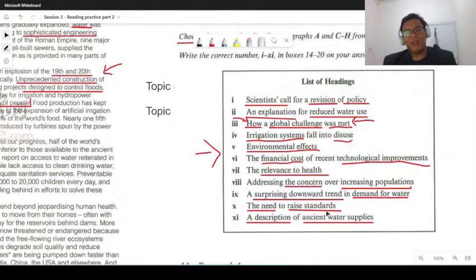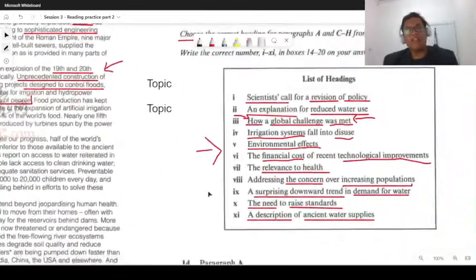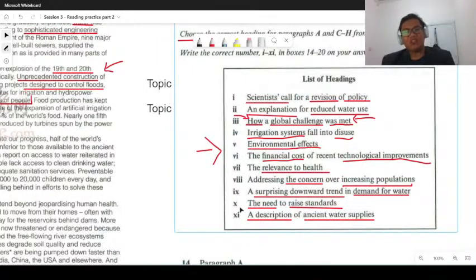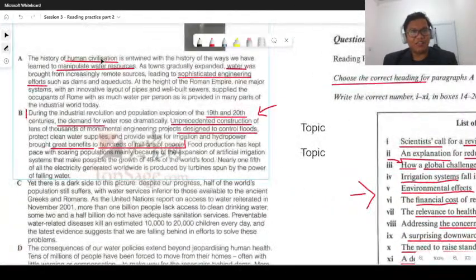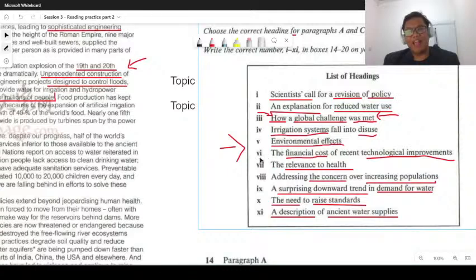The need to raise standard. Okay, standard wise, we're not sure yet if there's any standard in that paragraph. The need, we didn't really hear a need in that first two sentences, right? Yeah, we did not. And the last one, a description of ancient water supplies. So here it's just simply a description of something ancient. Now, did we see any ancient? The history of humans. Not really just yet, right? So we didn't also see any ancient context. Now, when that happens, right? So it's increasingly likely that the answer is the sixth one.